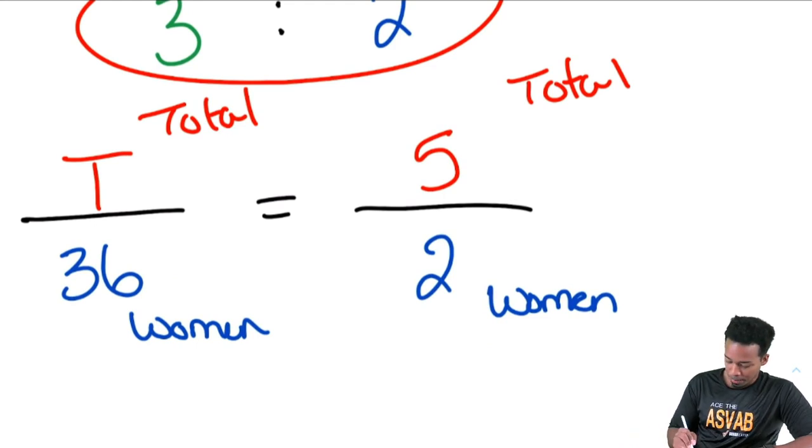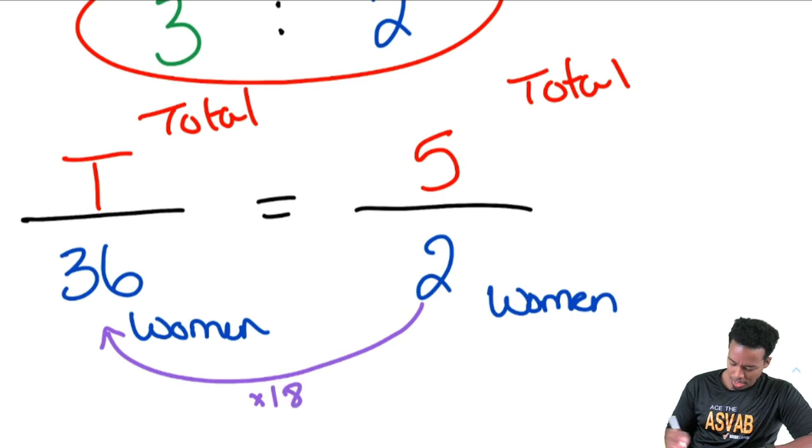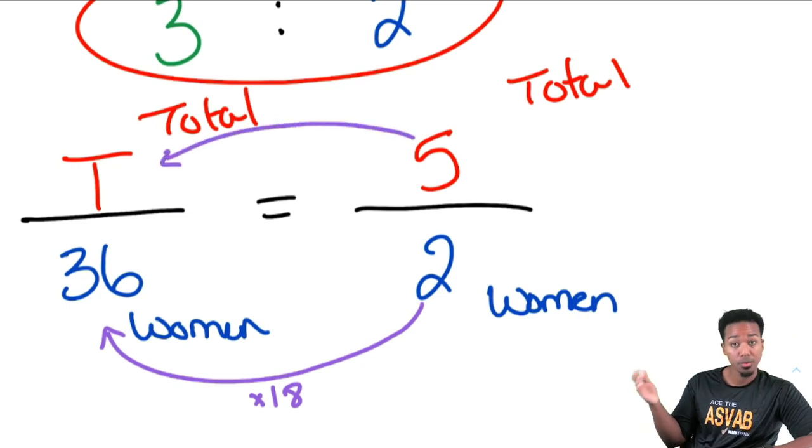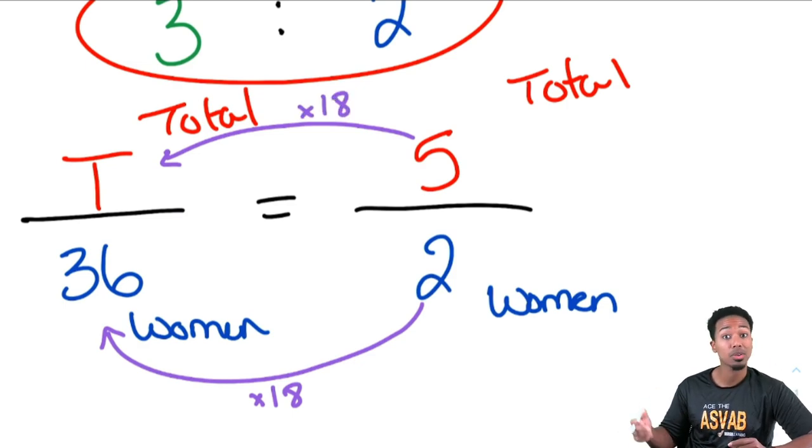Watch this. How do I go from right to left, 2 to 36? How do I do that? I hope we can see that that is times 18. I hope we can see that that's multiplication by 18. Because if we do the same thing with 5, over to the T, right to left, you're perfectly allowed to do that. And so all you need to do is 5 times 18, and that'll give you the answer.